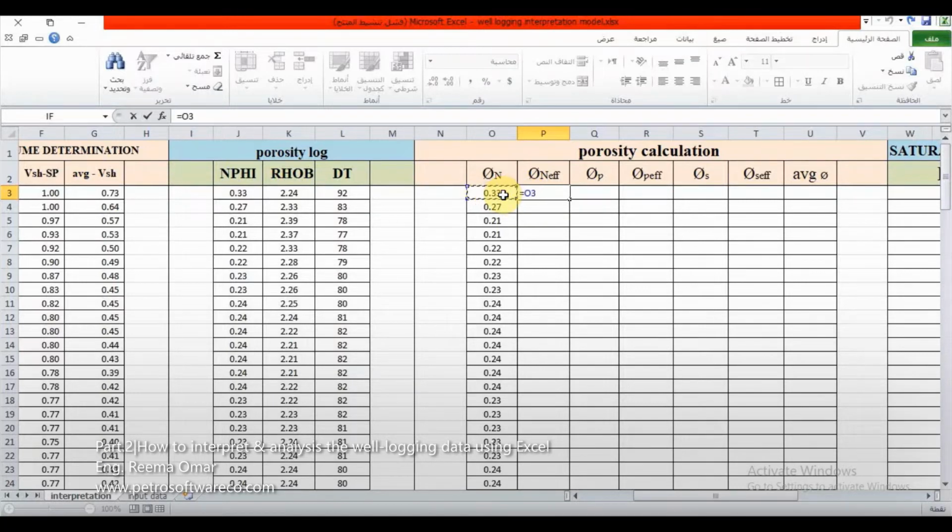Total porosity multiplied by 1 minus shale volume, the average shale volume.